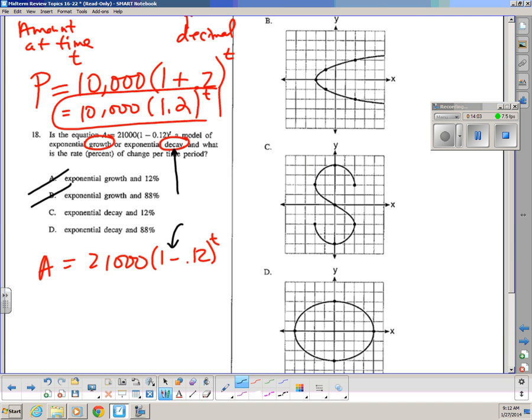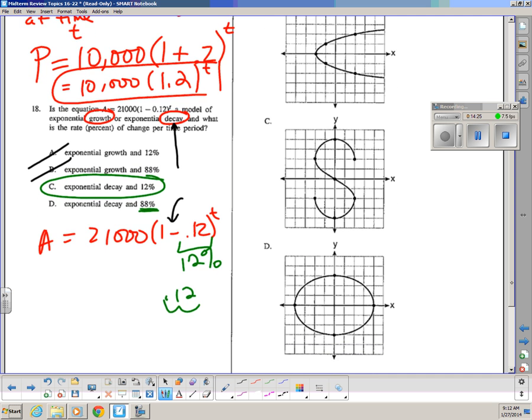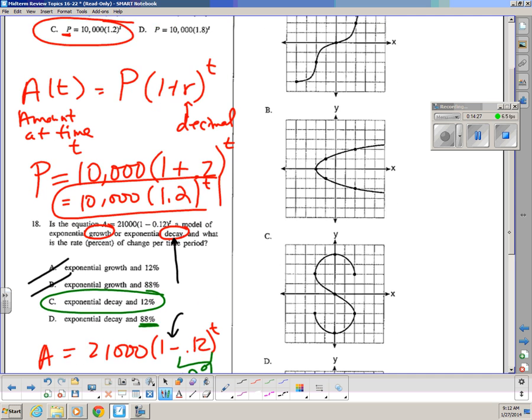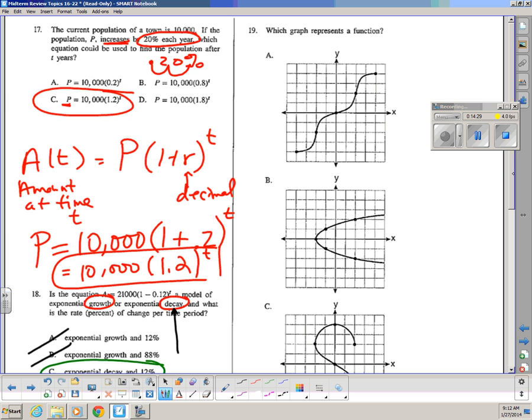So I'm going to cross out A and B. Now, this number here, the 0.12, is your percentage. That's your percent decrease for the time period. So 12%, if I take 0.12 and convert it over, it's 12%. So choice C. Don't get fooled. I know 1 minus 0.12 is 0.88. That's what's left over. That's not the rate. What's left over is 88%. What's happening there is that you're decaying at a rate of 12%. Which graph represents a function?